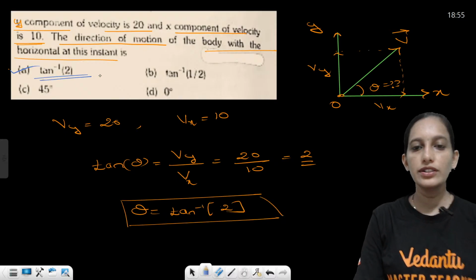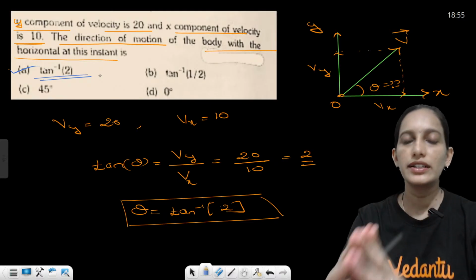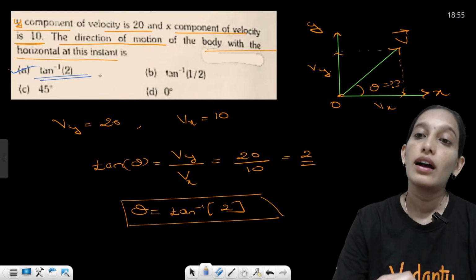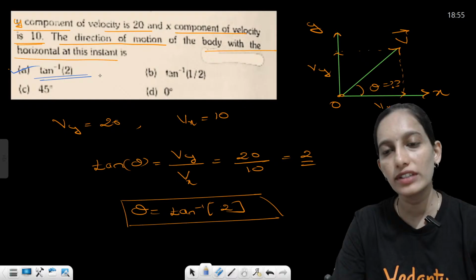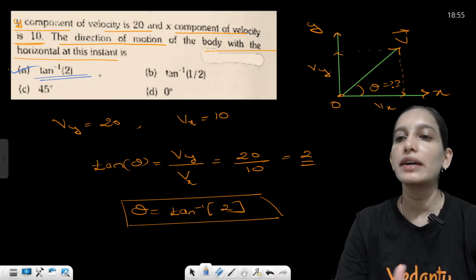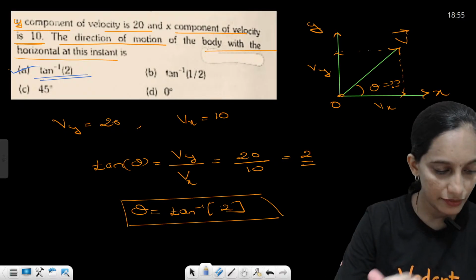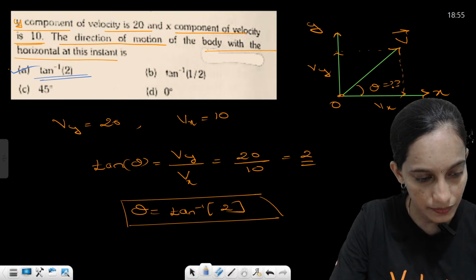Tan inverse 2. It's a simple one. Okay, so ಬರೀ x ಮತ್ತೆ y ಕಾಂಪೊನೆಂಟ್ ಇನ ಯಾವುದೇ ವೆಕ್ಟರ್ ಇನ x and y ಕಾಂಪೊನೆಂಟ್ ಕೊಟ್ಟಿದ್ರೆ the angle of that vector with respect to horizontal will be always Vy by Vx ಆಗಿರುತ್ತೆ. Okay, tan theta will be equal to Vy by Vx ಆಗಿರುತ್ತೆ. Okay, Hope there are no doubts.